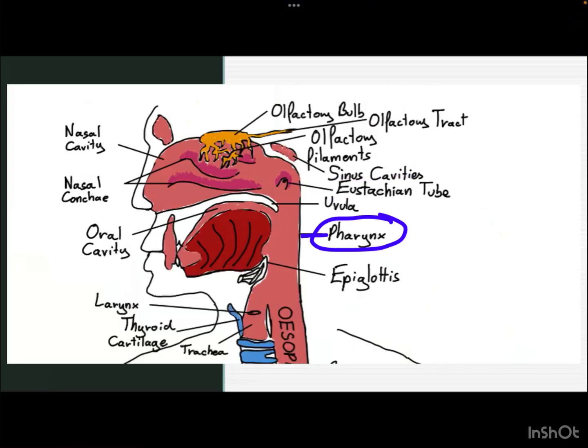The pharynx is basically the back of the throat, and it's a tube that connects the nose and the mouth down to the esophagus and larynx, which you can see on the diagram, which is highlighted. You will see these functions being repeated.